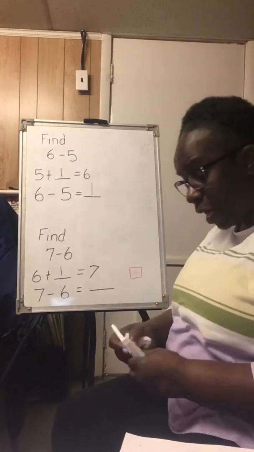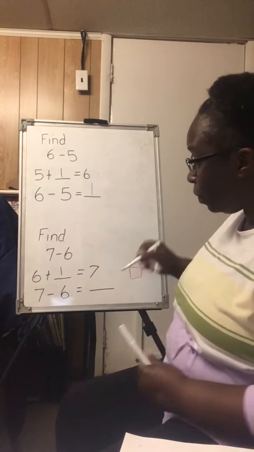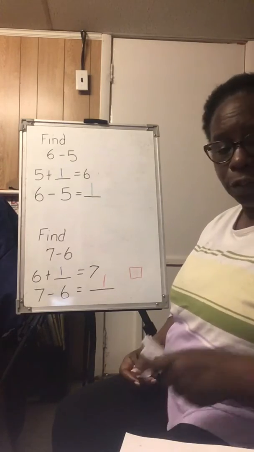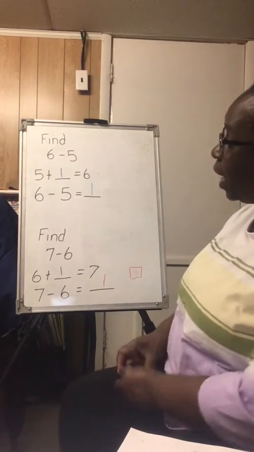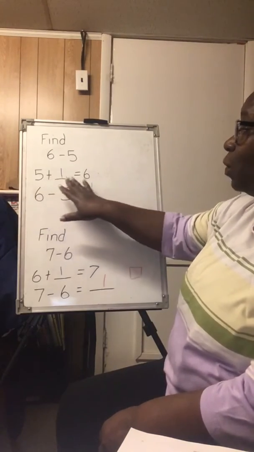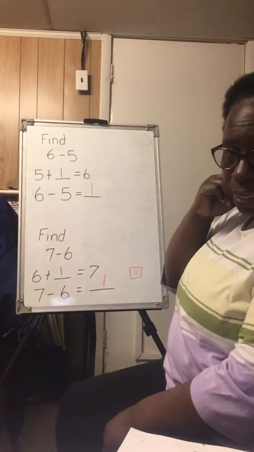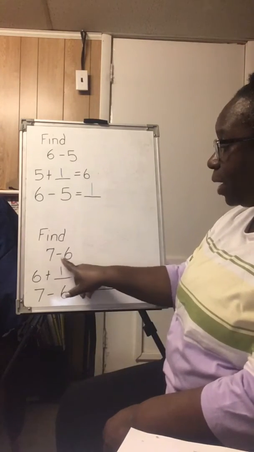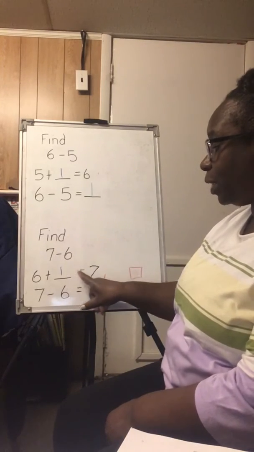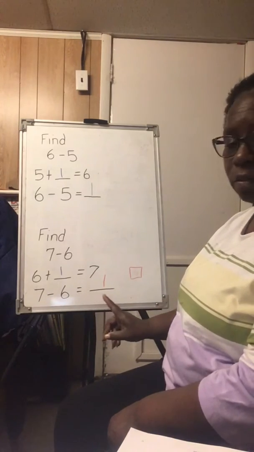Right, we only have 1 block left. So 7 minus 6 leaves us with 1 block. Okay? So that's what you're doing with your addition and subtraction. Right here we added, right here we subtract. We added 5 plus 1 equals 6, and we subtract 6 minus 5, and it gave us 1. 7 minus 6, we had to find is what? So 6 plus 1 gave us 7. And right here, 7 minus 6 equals 1.